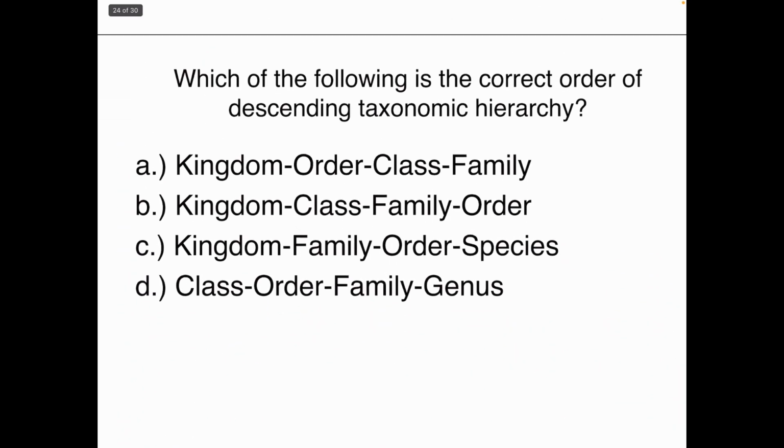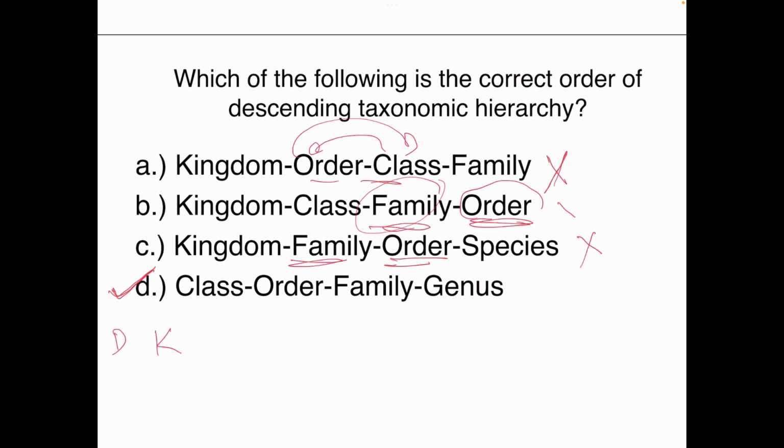Now let us get back to our question. Kingdom, order, class, family. This is the wrong order. Everything here is correct except these two. Class should come before, order should come after. Kingdom, class, family, order. This is also wrong. Family comes after order. Kingdom, family, order, species. This is also wrong. Order comes after family. So obviously option D is the correct option.